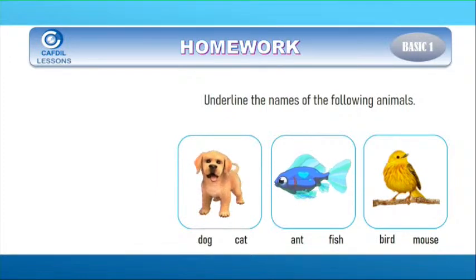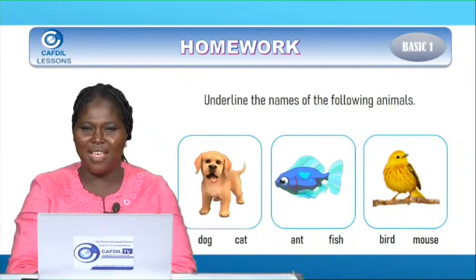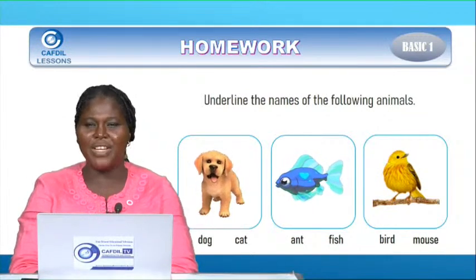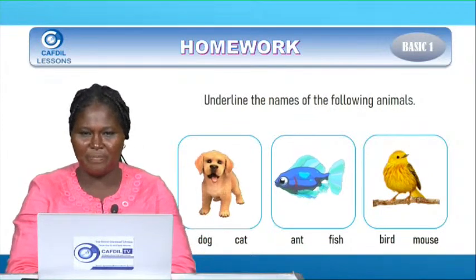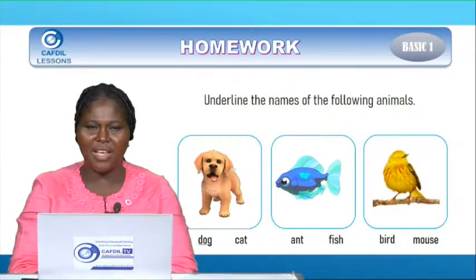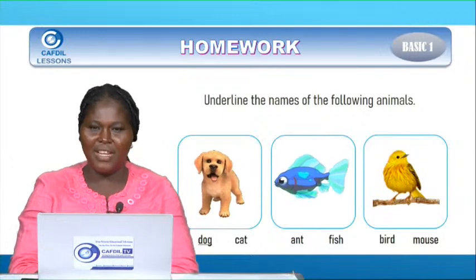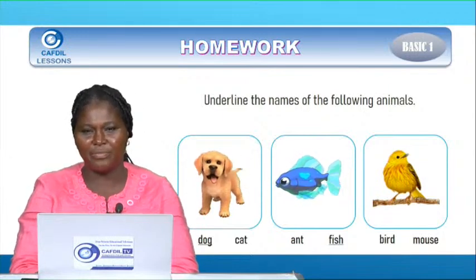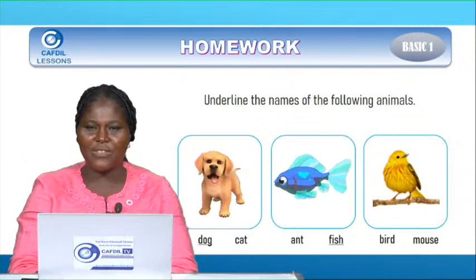So it goes: underline the names of the following animals. We have the animals on our screen. Now let's look at the first animal. The correct answer is dog. Let's look at the second one. We have fish. The second picture is fish.